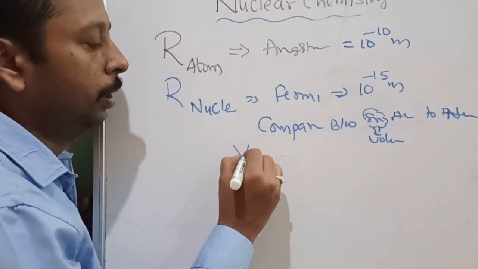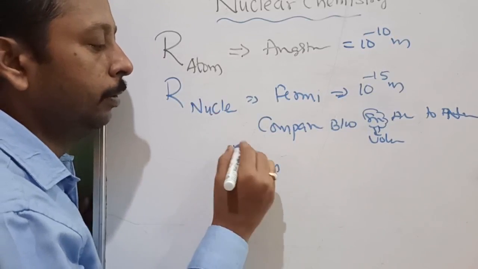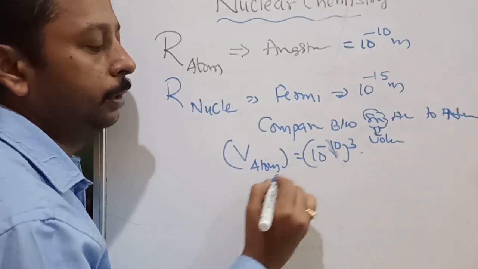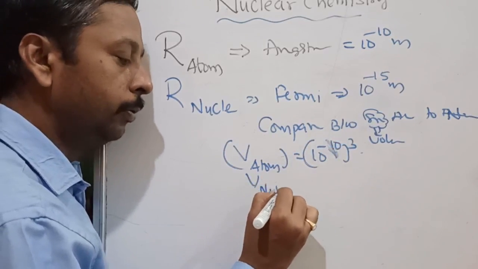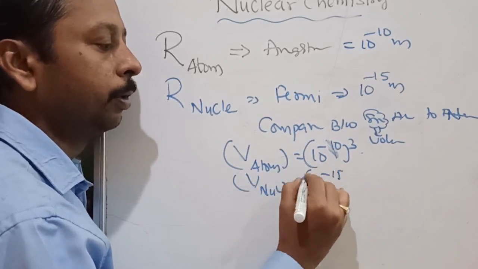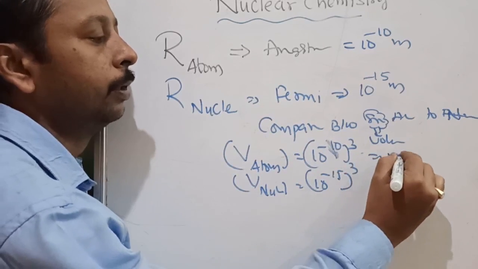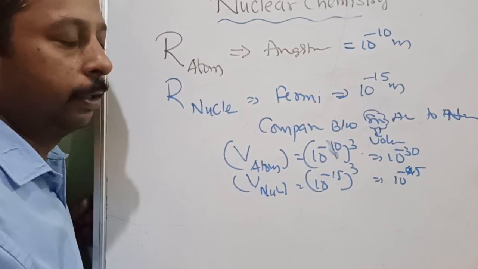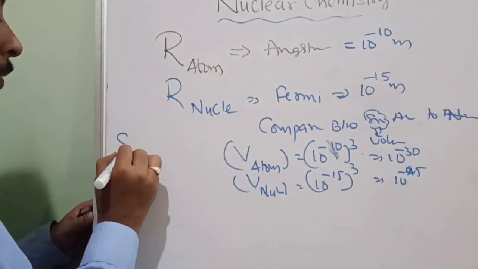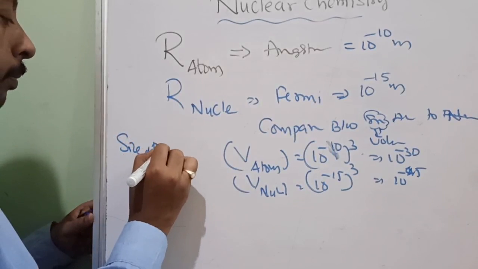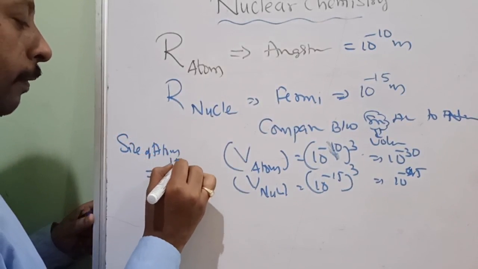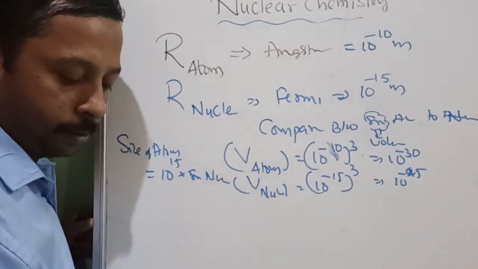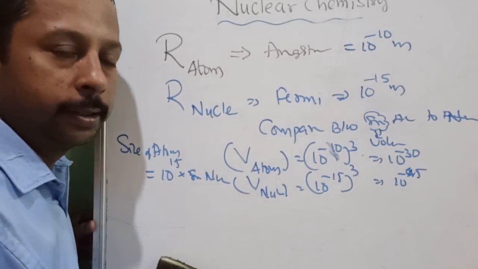Okay, so the volume of the atom will be in the range of 10 to the power of minus 10, whole to the power of 3, whereas the volume of the nucleus will be 10 to the power of minus 15, whole to the power of 3. So this is 10 to the power of minus 30, this is 10 to the power of minus 45. So we can say the size of the atom is 10 to the power of 15 times more than the size of the nucleus. Okay, so from where I got this, is it understood?